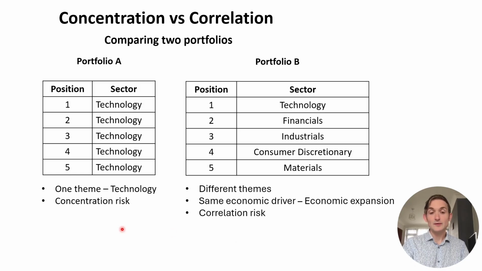So we're now going to expand on that structural explanation in more detail. So from a structural perspective, correlation relates to the relationships between the positions, whereas concentration relates to the risk exposure to one market theme. So they are different concepts, although they do have common market drivers.